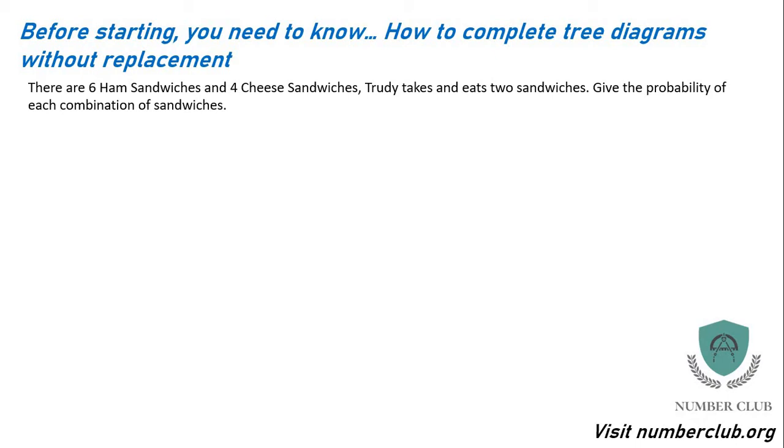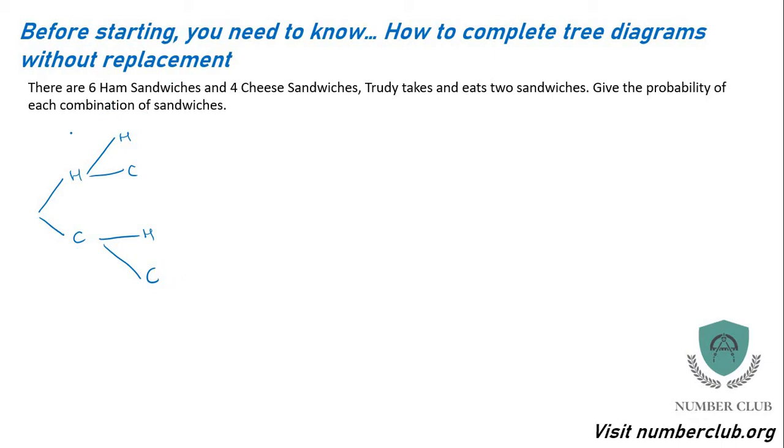So there are 6 ham sandwiches and 4 cheese sandwiches. Trudy takes and eats 2 sandwiches. Give the probability of each combination of sandwich. So we've got ham and cheese on her first pick, ham and cheese on the second, and ham and cheese there as well. So we can pick ham and then ham, ham and then cheese, cheese and then ham, or cheese and then cheese.